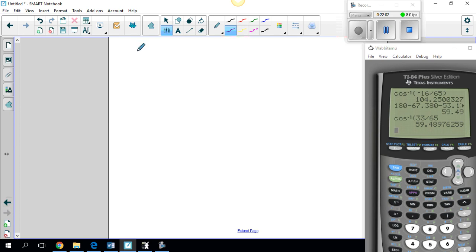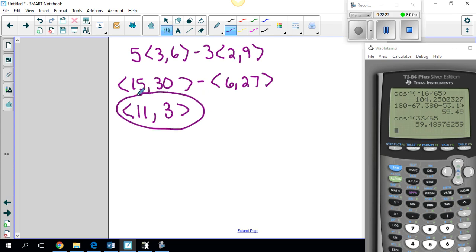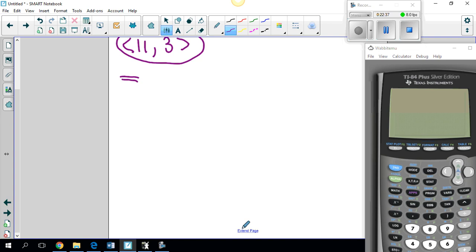So if somebody just says 5, 3, 6 minus 3, 2, 9, you can distribute: 15, 30 minus 6, 27, which is 11, 3. So vectors have great properties. And let me see if I can explain this.